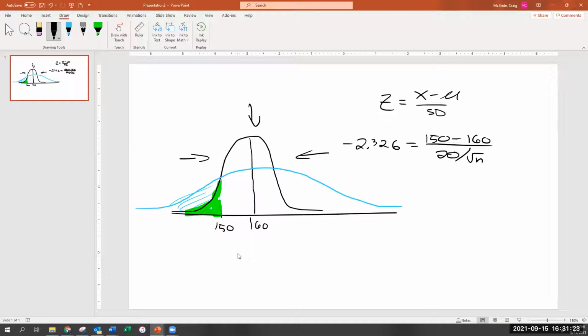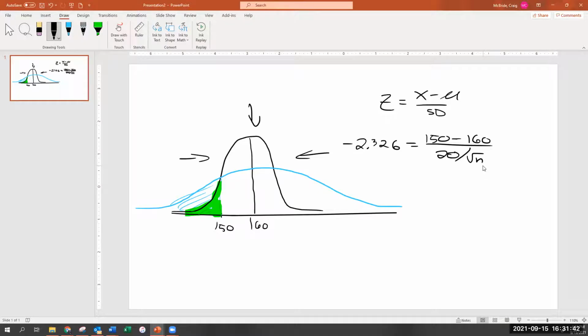Once we find the N, what do we do with it? Nothing. You're done. The N is what you're looking for. You're looking for the sample size. All you have to do is round N up, because this N represents sample size, right? And that's what they're asking for.